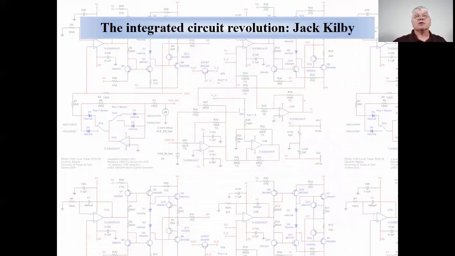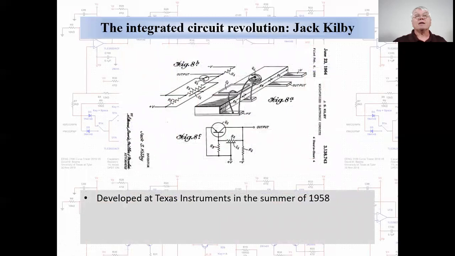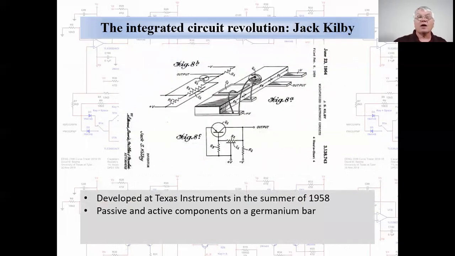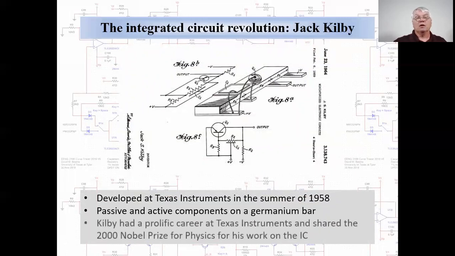The transistor ushered in a revolution, but there was another revolution brewing. This image is from the patent application from Jack Kilby's work in the summer of 1958. His idea was to integrate an entire circuit on a single bar of germanium. Kilby had a prolific career at Texas Instruments, including the invention of the handheld calculator, and he earned a share of the Nobel Prize in Physics in 2000 for his invention of the integrated circuit.